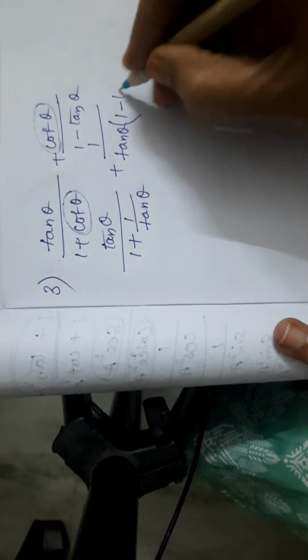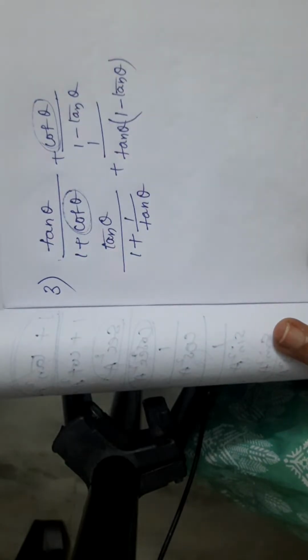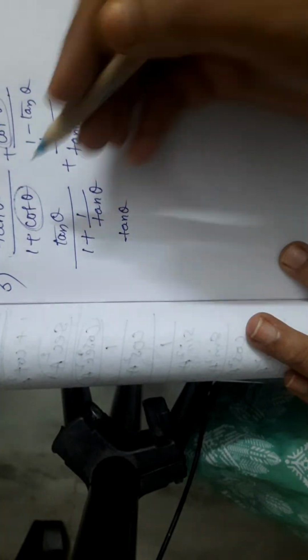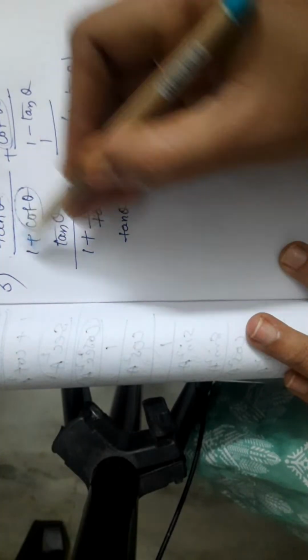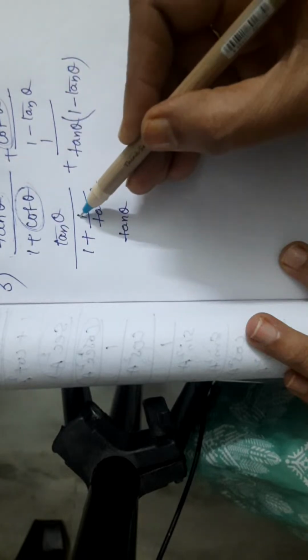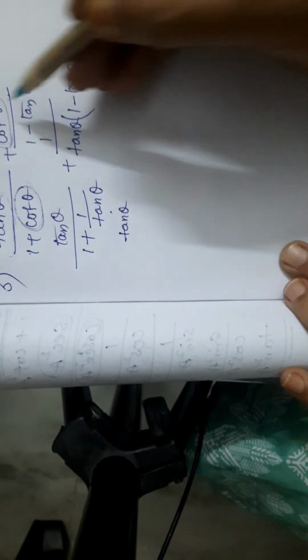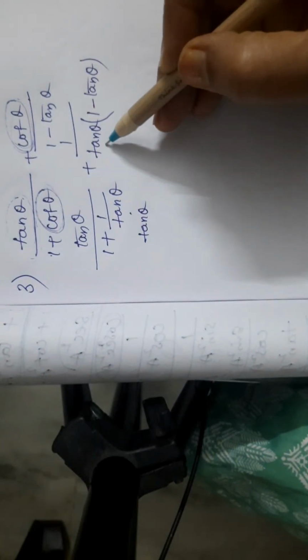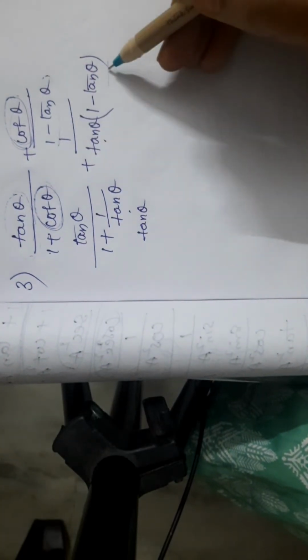Now next to be copied as it is. So what we are getting now? tan theta. एक और बार समझा रही हूँ. This tan theta as it is. 1 plus cot theta I replaced by 1 upon tan theta. And this cot theta was also like 1 upon tan theta. The remaining part copied as it is.